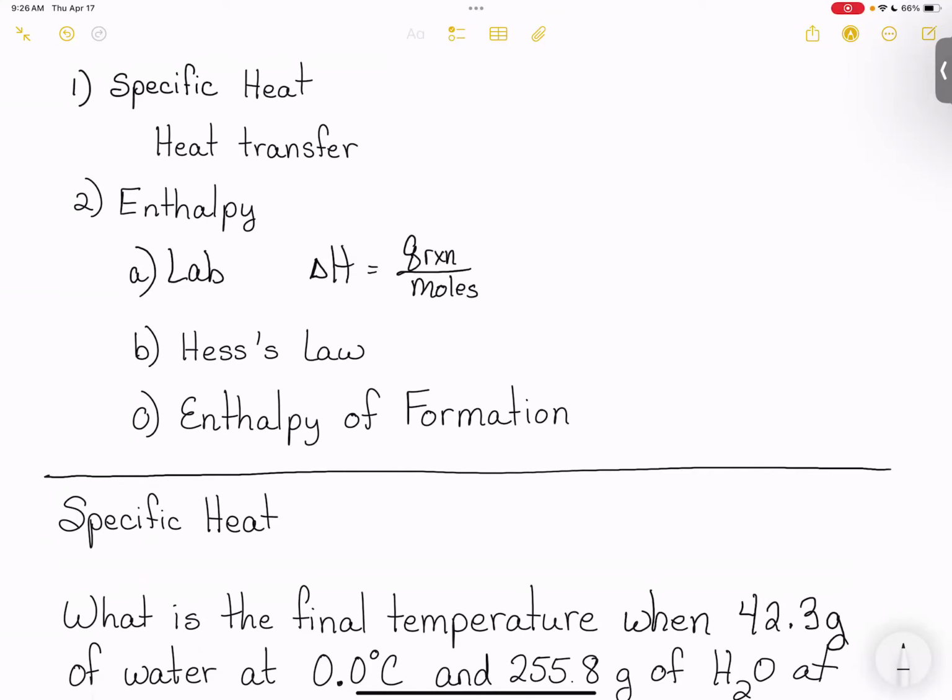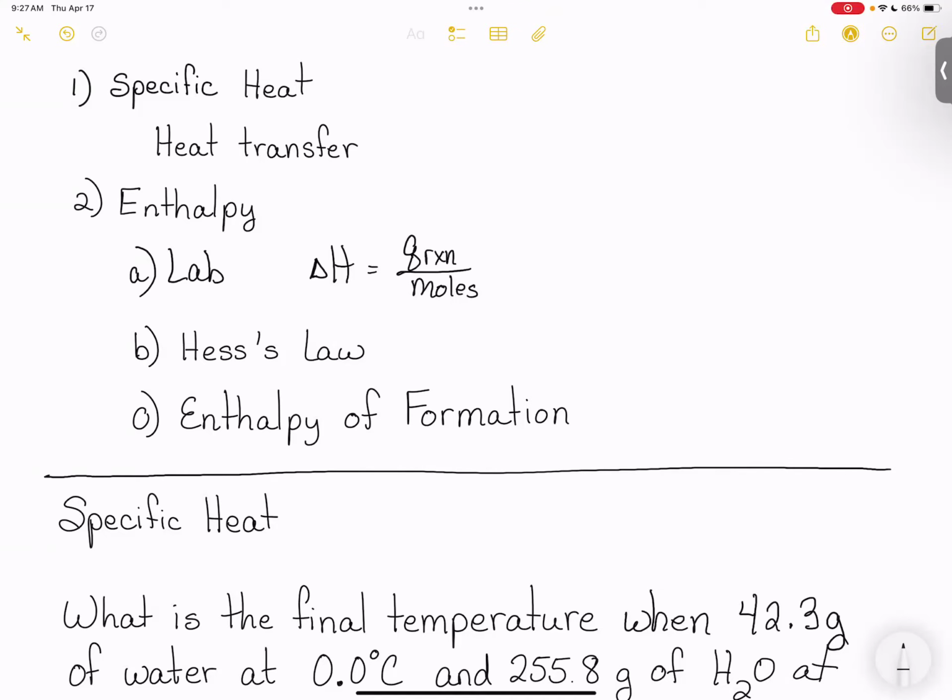The second thing we're going to do is get into this concept of enthalpy. We actually already got into the concept of enthalpy in the laboratory, where we calculated the enthalpy of the reaction as the Q of the reaction divided by the moles. That is the method you would use. You would use the calorimeter and calculate the enthalpy as Q of the reaction over the moles, if you're doing it experimentally.